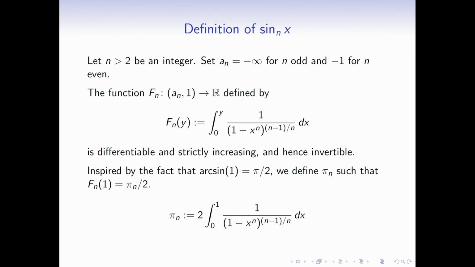Now, inspired by the fact that arcsine 1 is pi over 2, and we have seen this in previous talks, we can define pi sub n such that the value at 1 of this function is pi n over 2. So in other words, pi n is twice the definite integral. At this point, I should mention that, like last year when we were celebrating Pi Day on March 14th, I told them there's nothing special about March 14th. Every day of February, March, and April can be Pi day for generalized pi values.